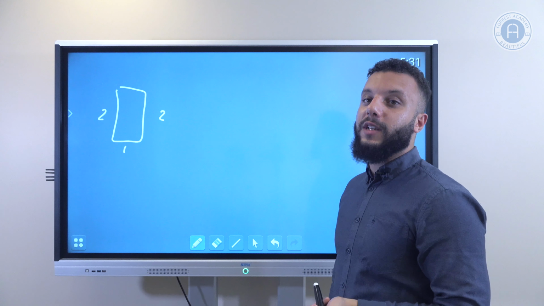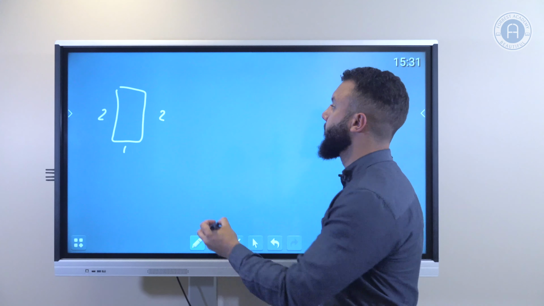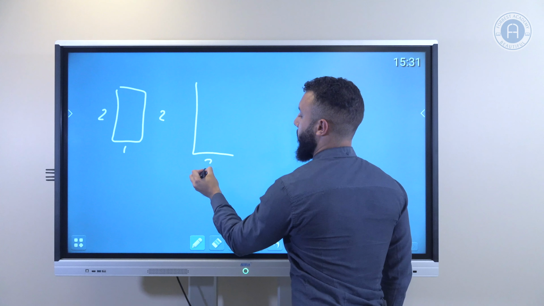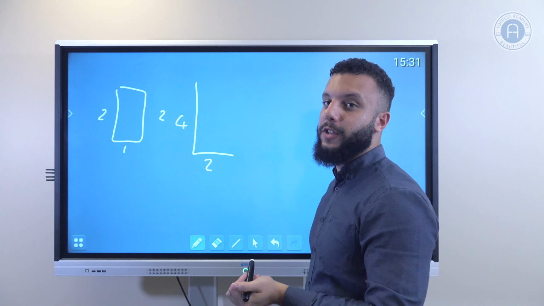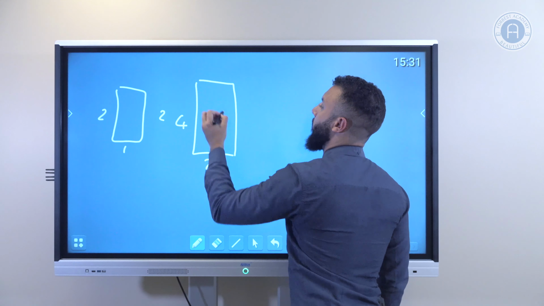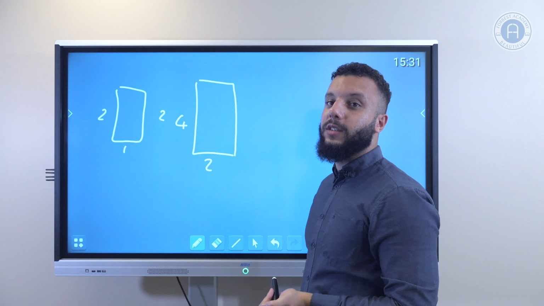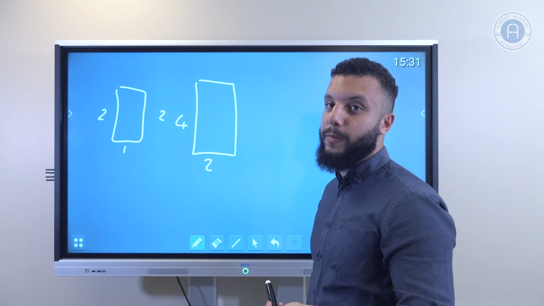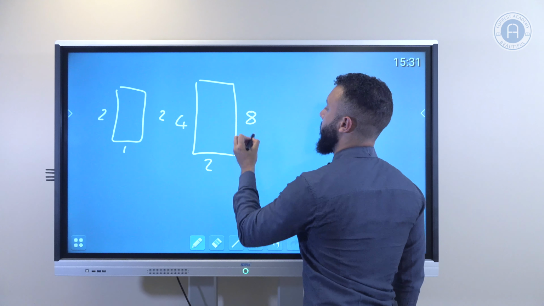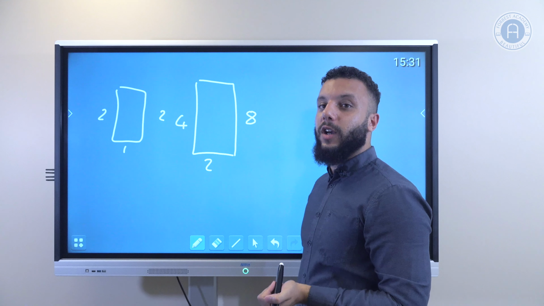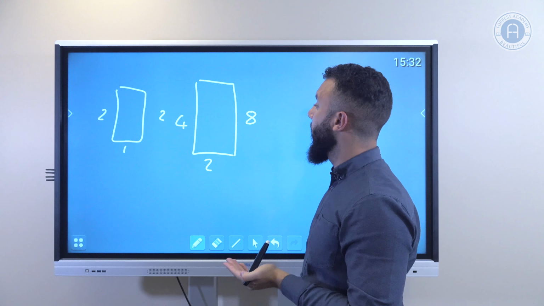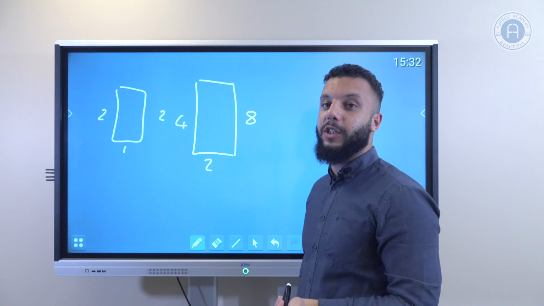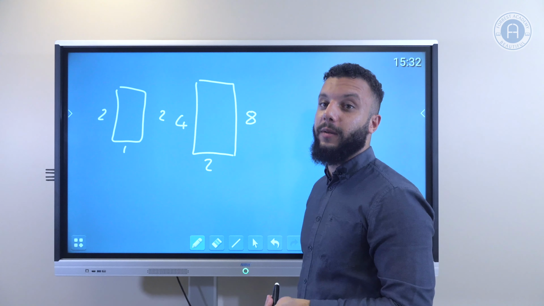Now I'm going to draw a rectangle where I double each of these. So I get a length of 4 and a base of 2. To find the area for this, I again do 2 times 4, which gives me 8. So we can compare these two, and we'll see that 8 is 4 times bigger than 2, or 400% bigger.